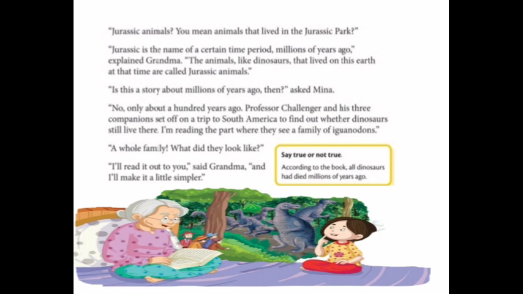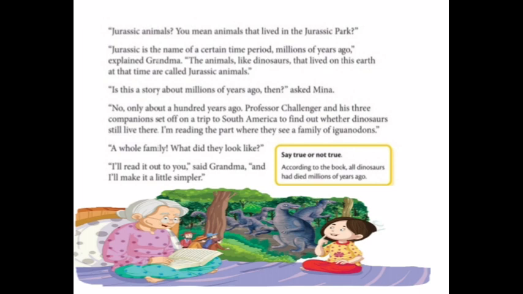Jurassic animal, you mean animals that lived in Jurassic Park? Jurassic is the name of a certain time period millions of years ago, explained Grandma. Animals like dinosaurs that lived on this earth at that time are called Jurassic animals.